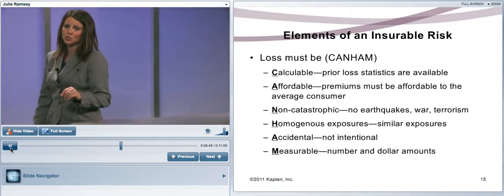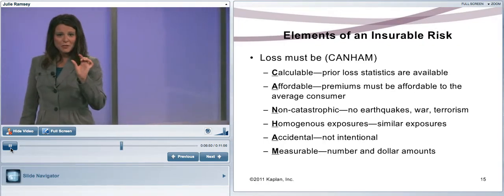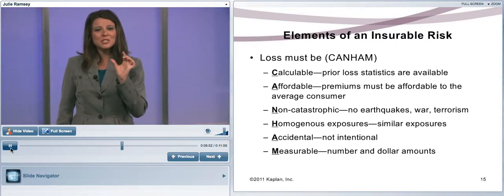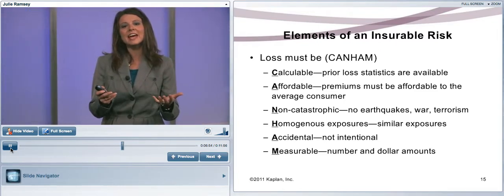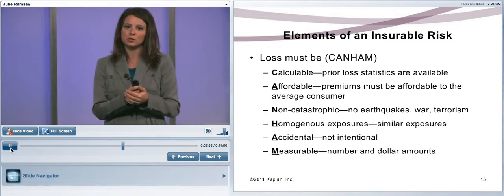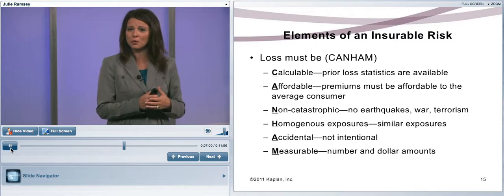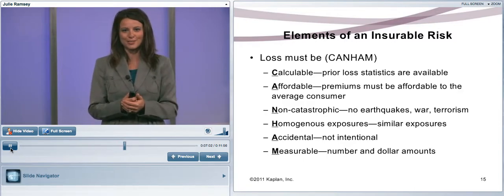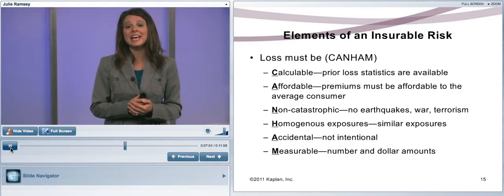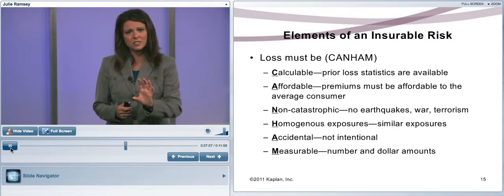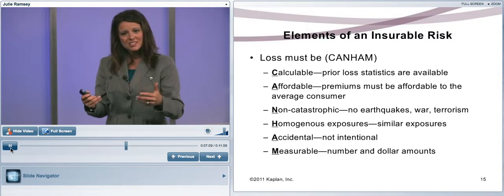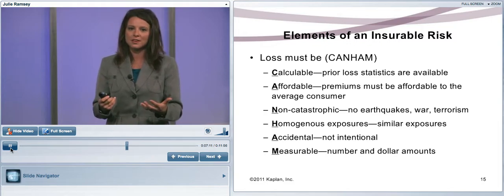Elements of an insurable risk. I have another acronym for you. The loss must be, you can memorize CAN, HAM. C, calculable. Prior loss statistics are available. A, affordable. Your client will determine if that policy is affordable. N, non-catastrophic. That means to the insurance company. If we write this business, can we stay afloat? Can we pay our claims?